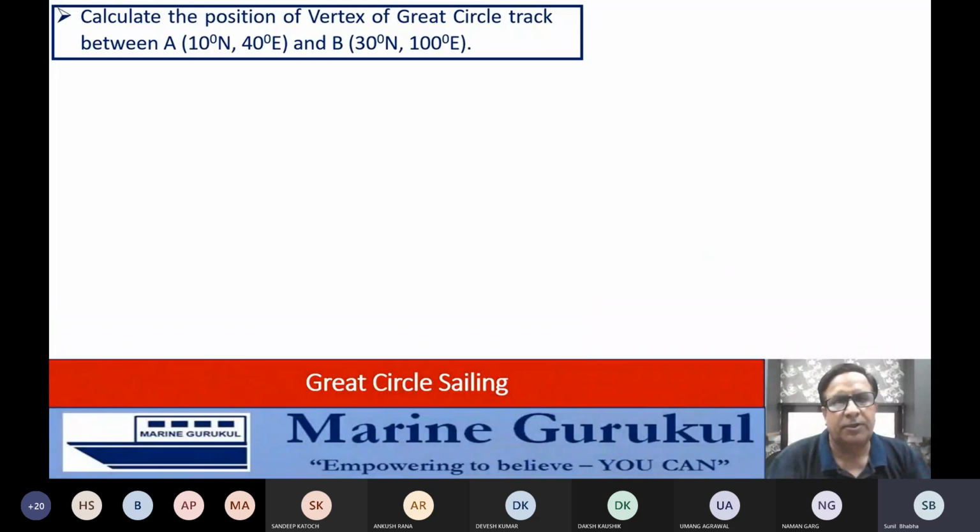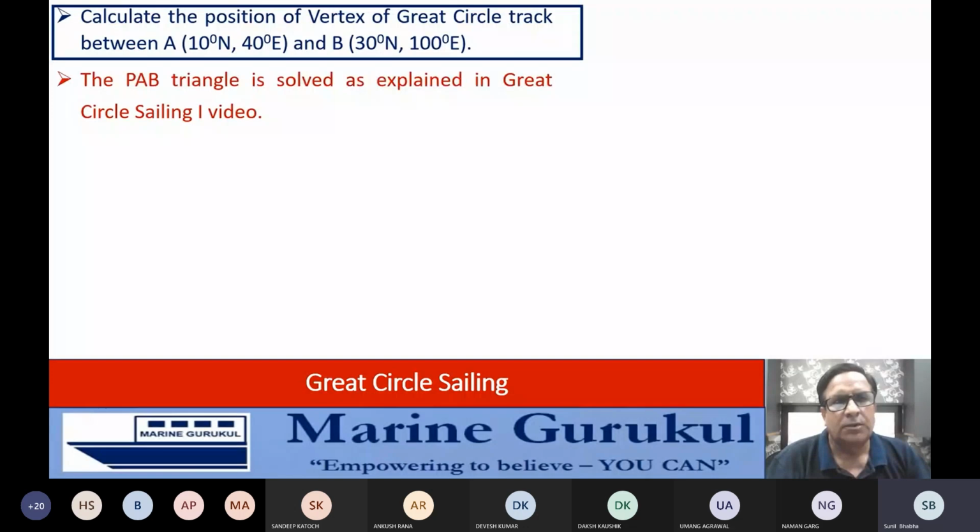Of a great circle track between position A, 10 degrees north, 40 degrees east, and position B, 30 degrees north, 100 degrees east. Now this question for the GC distance, initial and final course, has already been solved in our video 1. So the PAB triangle, the formation of the PAB triangle and calculation of angle A and B has been done therein. So we'll pick up the values of A and B from there. But before that, let's make the diagram for this case.